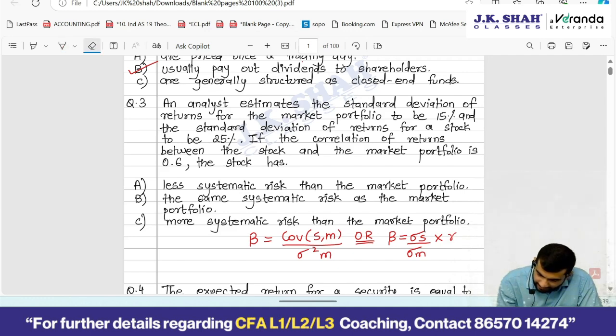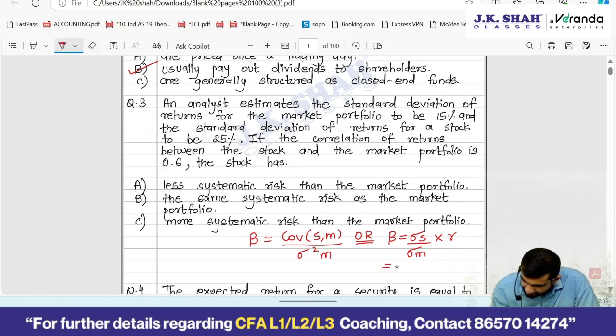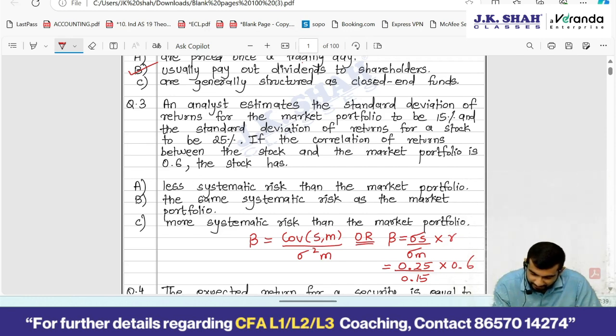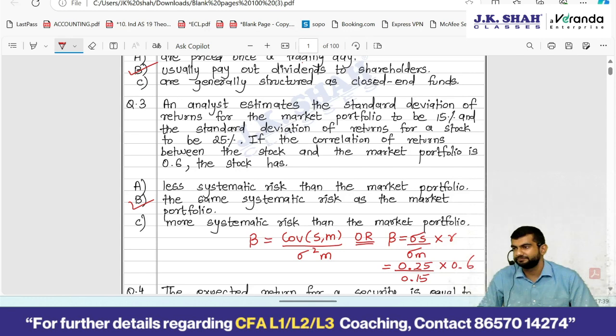So now I have to substitute the numbers. Standard deviation of stock is 25%, so 0.25. Standard deviation of market is 0.15 into correlation is 0.6. Now once you solve for this, beta comes out to be 1. Beta of market is how much? 1. Beta of stock is 1. So option B, the same systematic risk as the market portfolio.